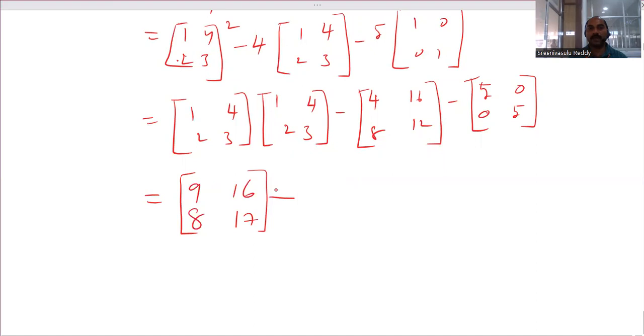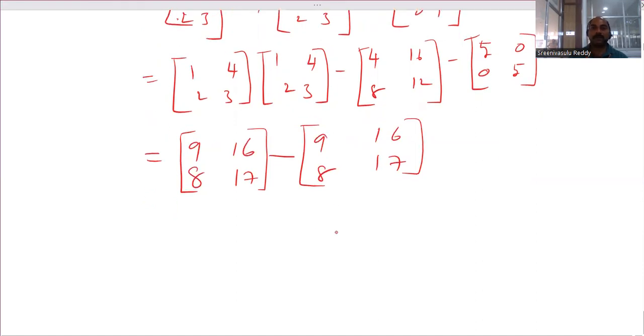Minus, adding these two matrices because both have a negative sign. 4 plus 5, 9; 16. Take minus as a common factor and add both: 8, 17.